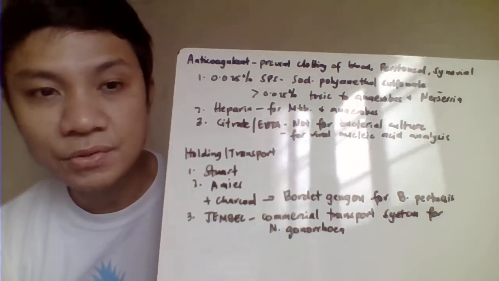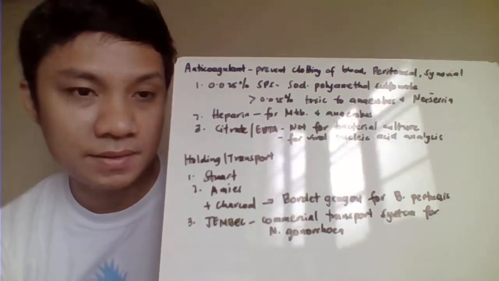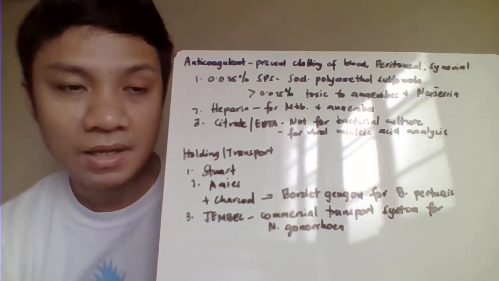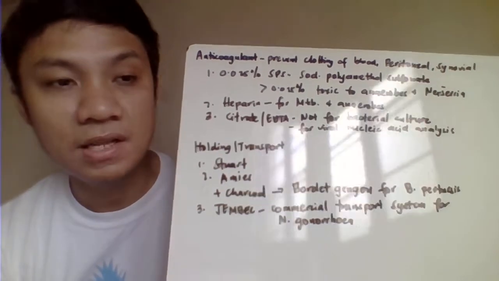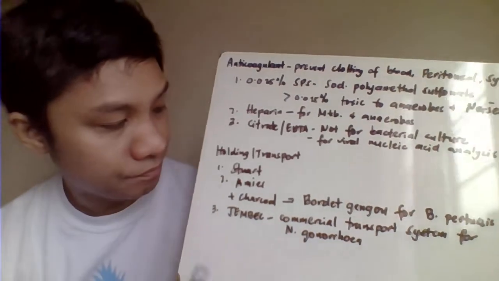Heparin, on the other hand, is used here for the recovery of your anaerobes and your Mycobacterium tuberculosis. For the case of EDTA and citrate, they are not usually used as anticoagulants for bacterial culture, but are used for nucleic acid and viral DNA analysis.